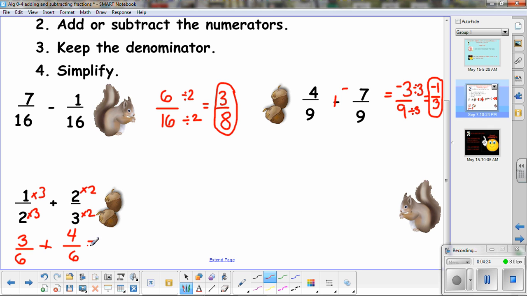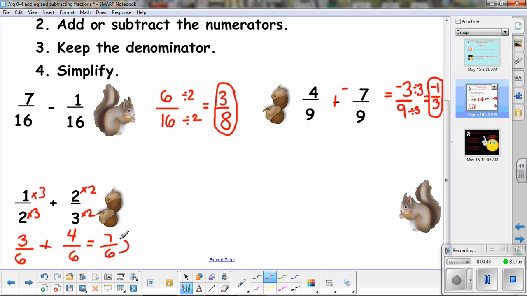Now we'll go ahead and add the numerators together. 3 plus 4 is 7. And keep the denominator the same. 7/6 is an improper fraction because the numerator is bigger than the denominator. So we're going to go ahead and change this to a mixed number.